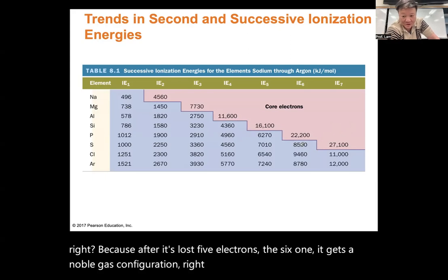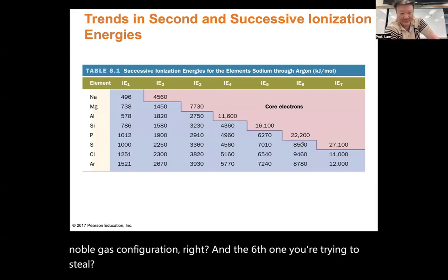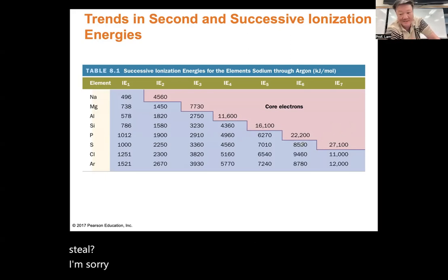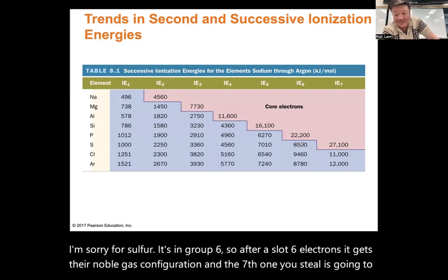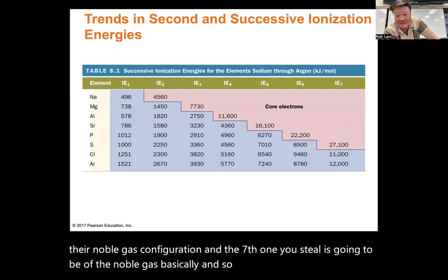And the 6th one you're trying to steal, for sulfur, it's in group 6. So after it's lost 6 electrons, it gets a noble gas configuration. And the 7th one you steal is going to be of the noble gas, basically. And so that's why it's that jump, right?